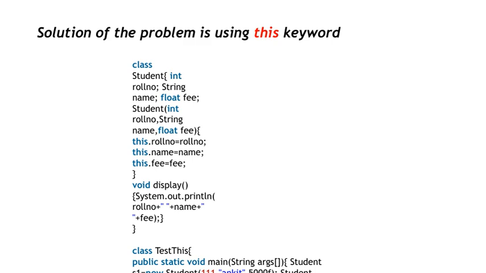Next, we have the constructor method, which is a special method used to initialize objects. The constructor takes 3 parameters, role, name, and fee.